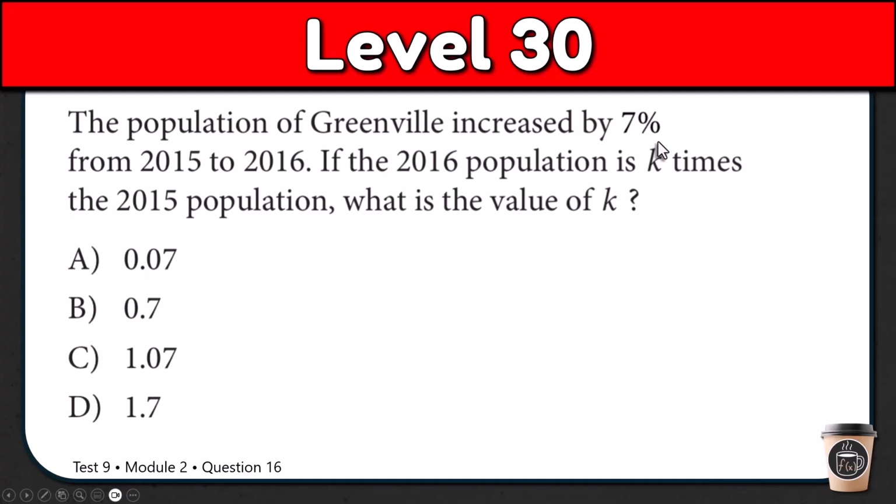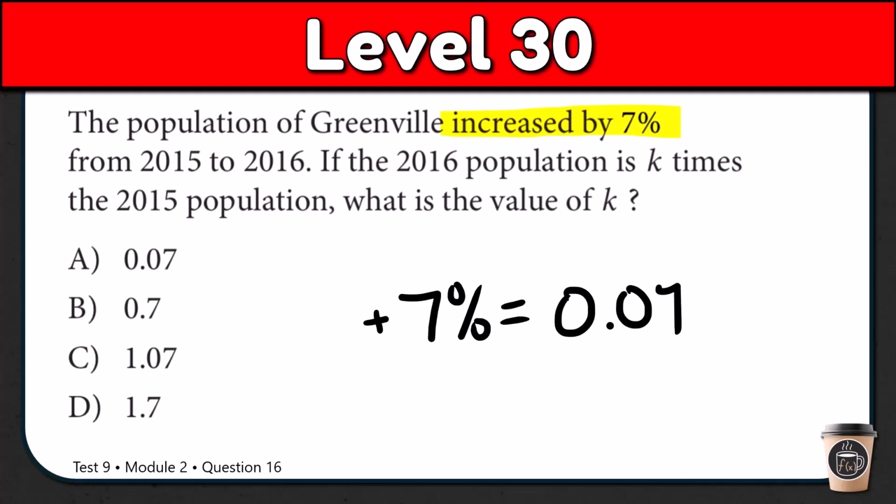The population increases by 7%. They're just asking you, what did you multiply your population by to figure out what your new population is? Increase by 7%. This is what a lot of people are going to do. They're going to write that decimal out, and they're going to think that this is the answer. They choose that, but that is incorrect. That is not the right answer.